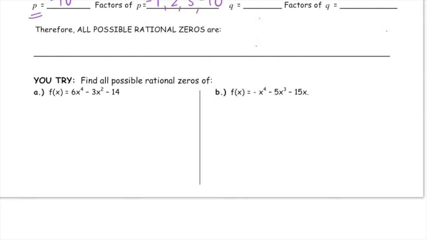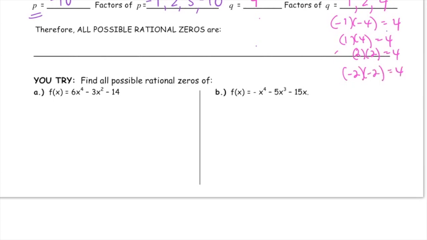And now we look at q. Q is the leading coefficient, and the leading coefficient is 4, and my factors of that are 1 and 4, or 2 and 2, right? So I've got 1, 2, and 4, but again, plus and minus, because negative 1 times negative 4 equals 4, just as 1 times 4 equals 4, and 2 times 2 equals 4, and negative 2 times negative 2 equals 4. So the positives and negatives always go with these.